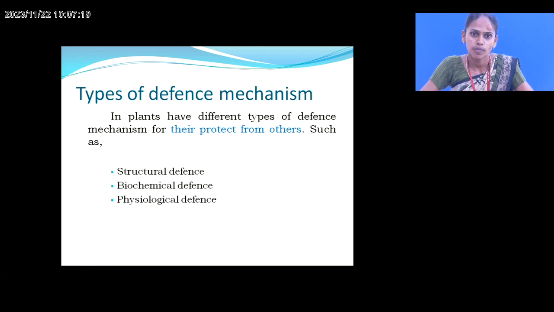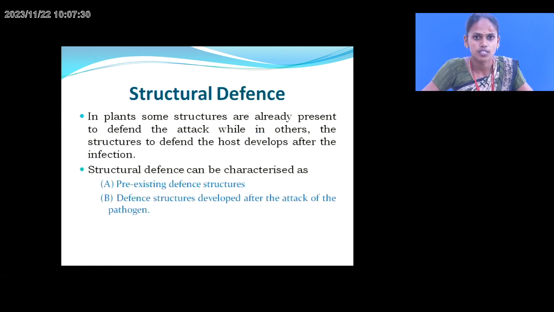Types of defense mechanism. Plants have different types of defense mechanism to protect themselves from others. They are structural defense, biochemical defense, and physiological defense. The first one is the structural defense. In plants, some structures are already present to defend against attack, while in others, the structures that defend the host are developed after the infection.